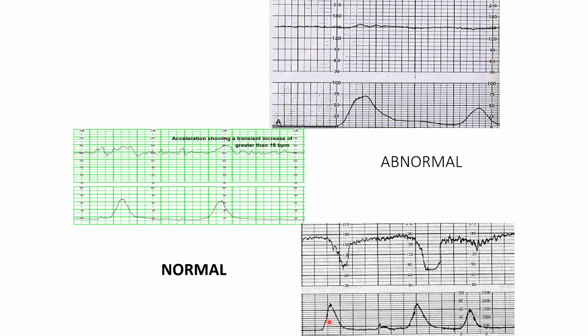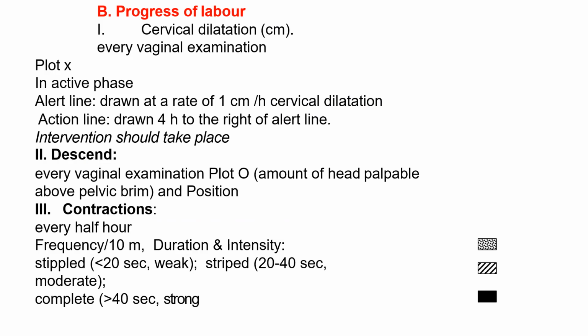And in case the graph is like this, here the uterine contraction has occurred, and immediately after a few seconds there is a deceleration, or reduction, in the fetal heart rate. This is also abnormal, but this is not a part of the partograph. I have just explained it. That's all.